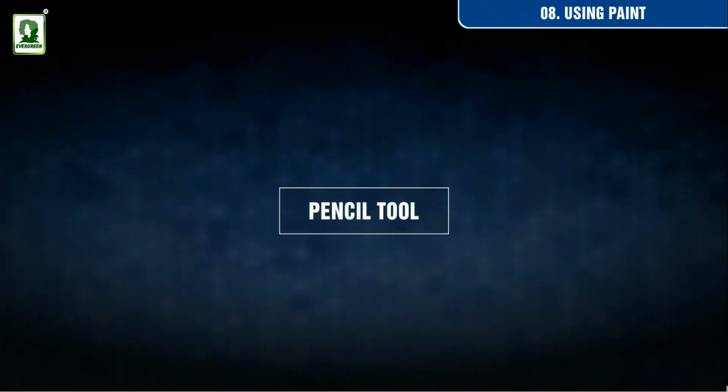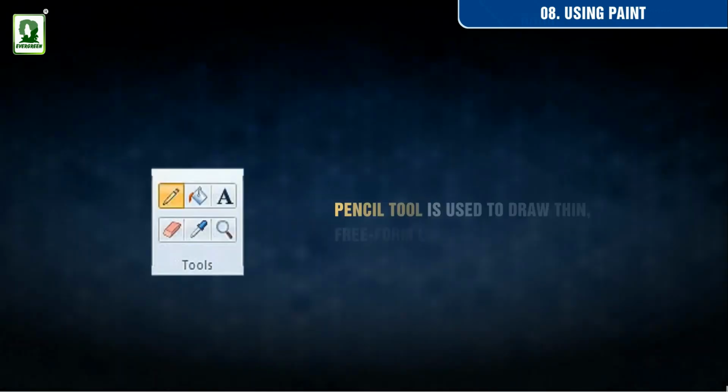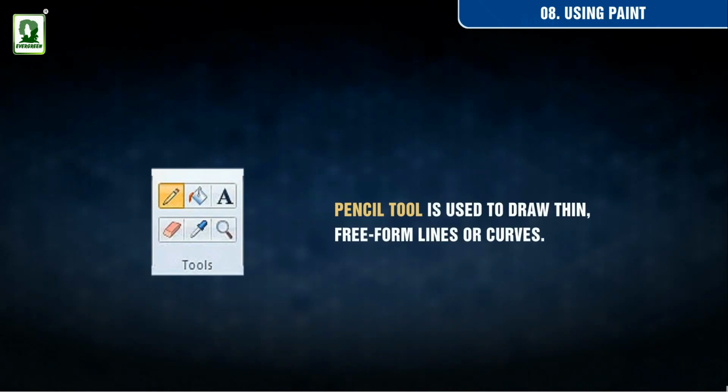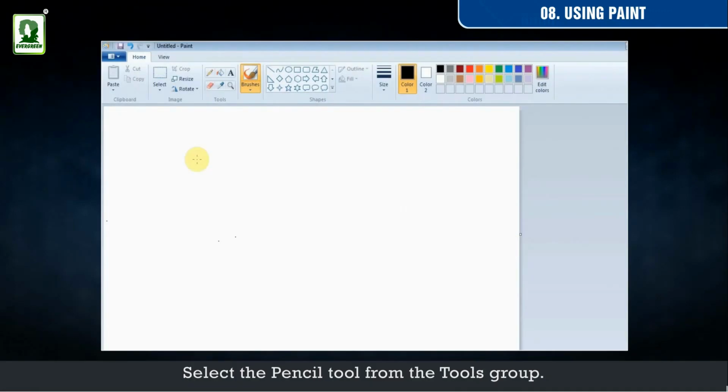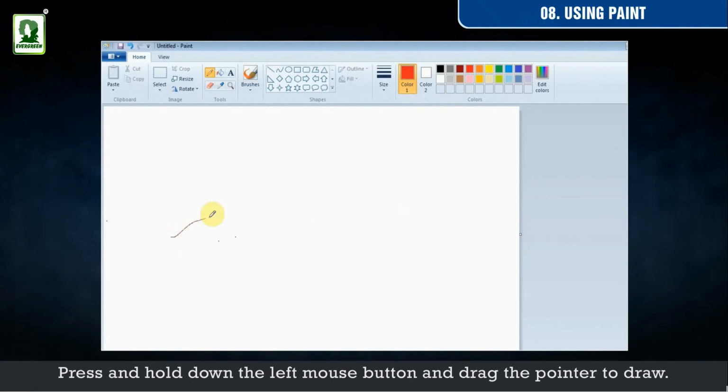Pencil tool. Pencil tool is used to draw thin, free-form lines or curves. Select the pencil tool from the Tools group. Select any color from Colors group. Move the pointer to the drawing area. Press and hold the left mouse button and drag the pointer to draw.